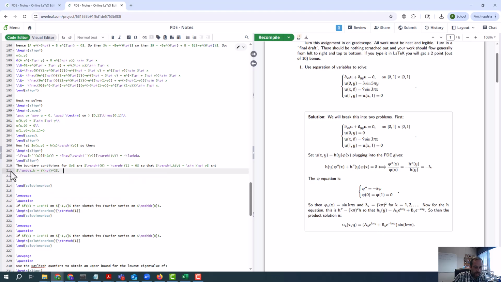Okay, so it's just another boundary value problem. It's the same boundary value problem we've been solving, except y is our variable instead of x. So there's nothing new. It's just calling it y instead of x. And so h k of x, this is going to be exactly what we did before, is equal to a k e to the minus k pi x plus b k e to the k pi x.